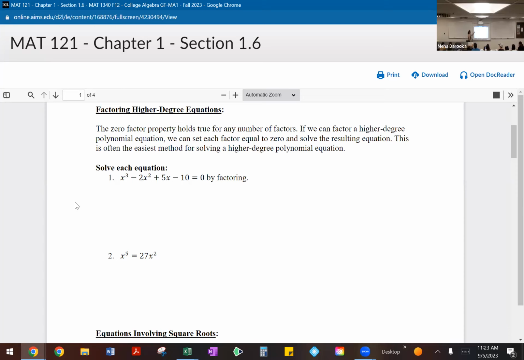So they're basically saying the zero factor property can hold for any number of factors. It's not just restricted to 2 factors. If we factor a higher degree polynomial equation, set each factor equal to 0, then of course we'll be solving the resulting equations. Often the easiest method for solving a higher degree polynomial is actually going to be factoring. So let's take a look at it.